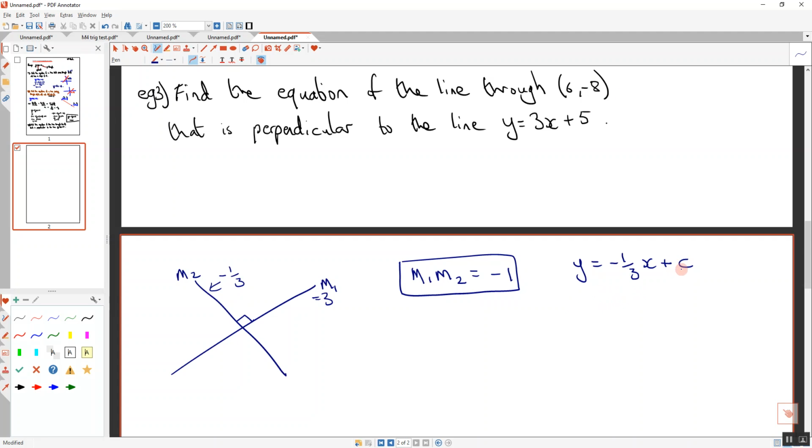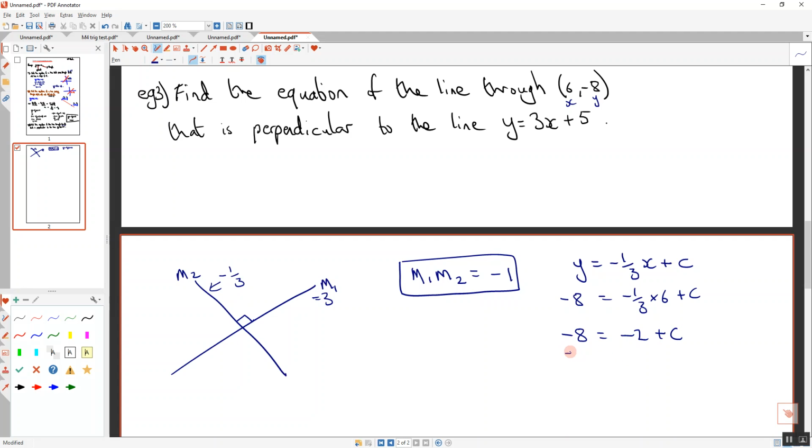So I've just got this. Daphne, what do we do then to find out c? You put the y, which is negative 8, and substitute that in. Good. And then you substitute the 6 in for x. And then I can work out what c is. Hands up, what is negative 1/3 times 6? Aya? Negative 2.